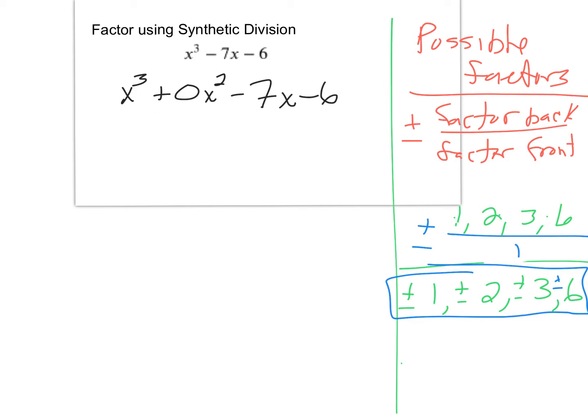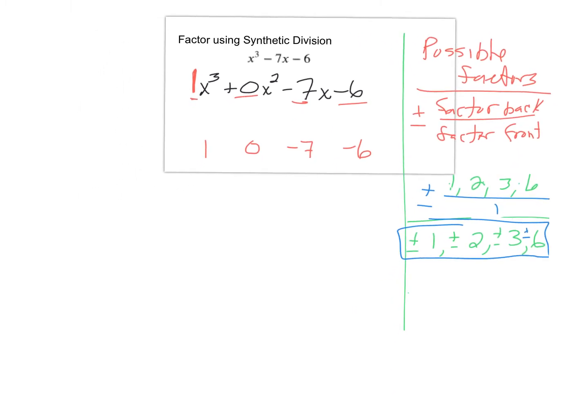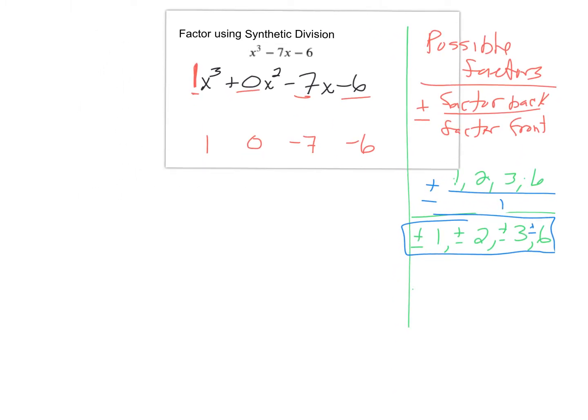Okay. Now, once we do that, now we grab the coefficients. Okay, we're not interested in the variable. We want the coefficients. We have a 1. We have a 0. We have a -7. And we have a -6. Okay. I'm going to kind of shrink this a little bit here so we have room to work. Then what we're going to do is we're going to make a box. Okay. And I'm going to put my summation line here.